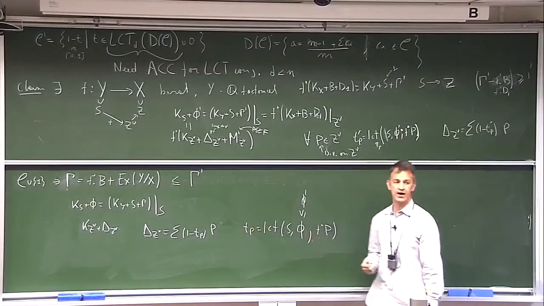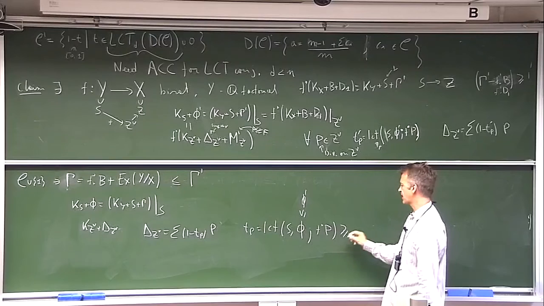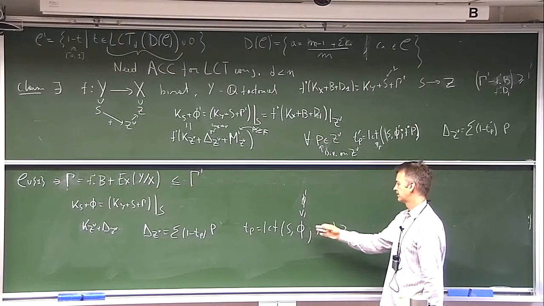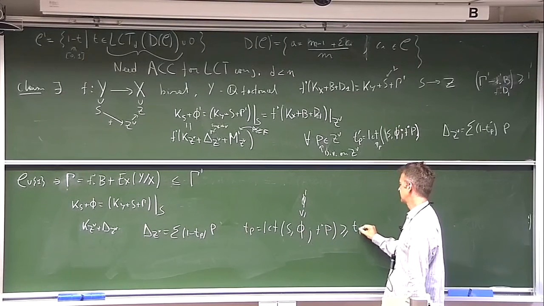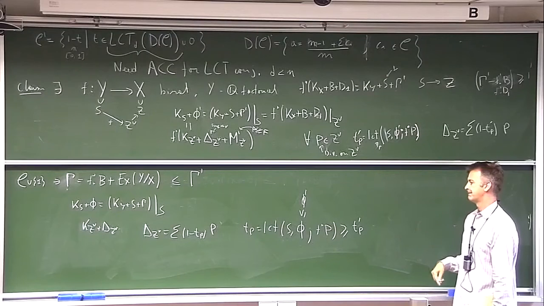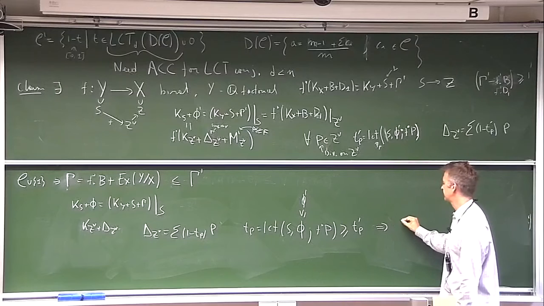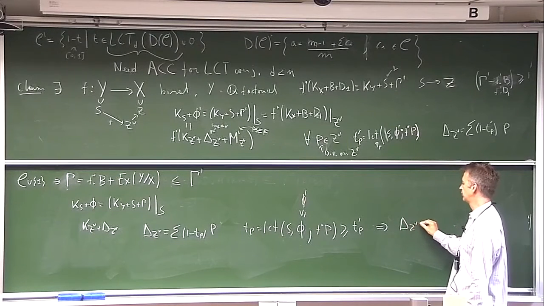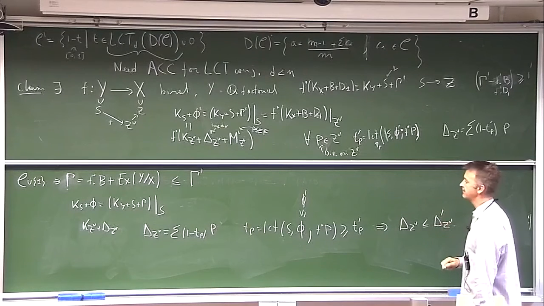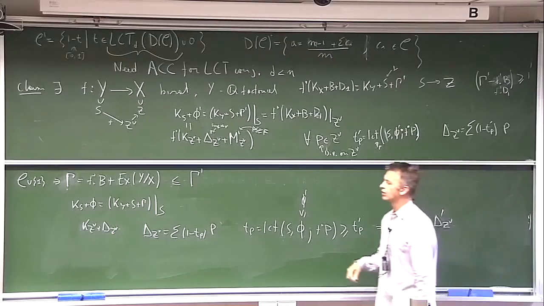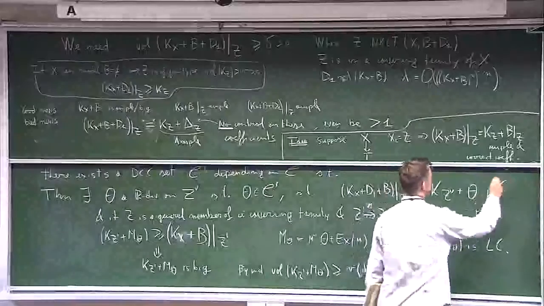that these log canonical thresholds compare nicely. It's obvious, it's automatic from the definition of log canonical threshold that this pair is less singular, so the measure of singularity is better. This is greater or equal to P prime, and so as a consequence, it's immediate from the definition that delta Z nu is less or equal to delta Z nu prime. And so the definition itself will give me that this condition is satisfied.